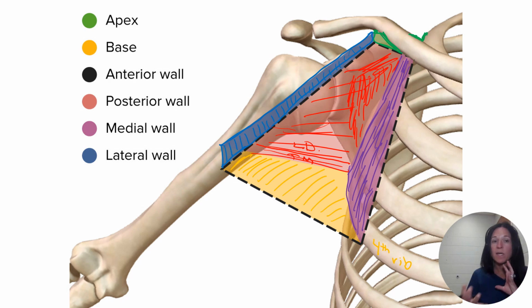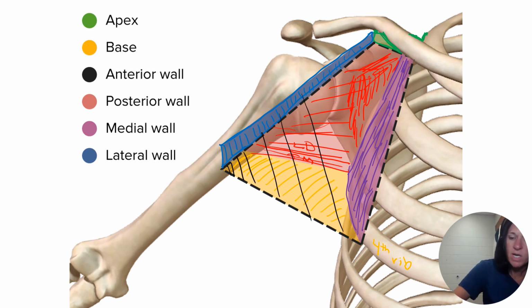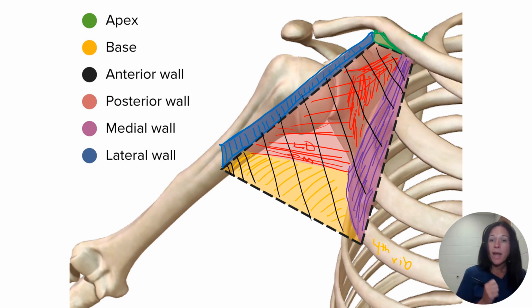And then lastly, we have our anterior wall, which we can see outlined by the dashed black line. And this is going to be created by pectoralis major and minor, and the fascia that's associated with those muscles.